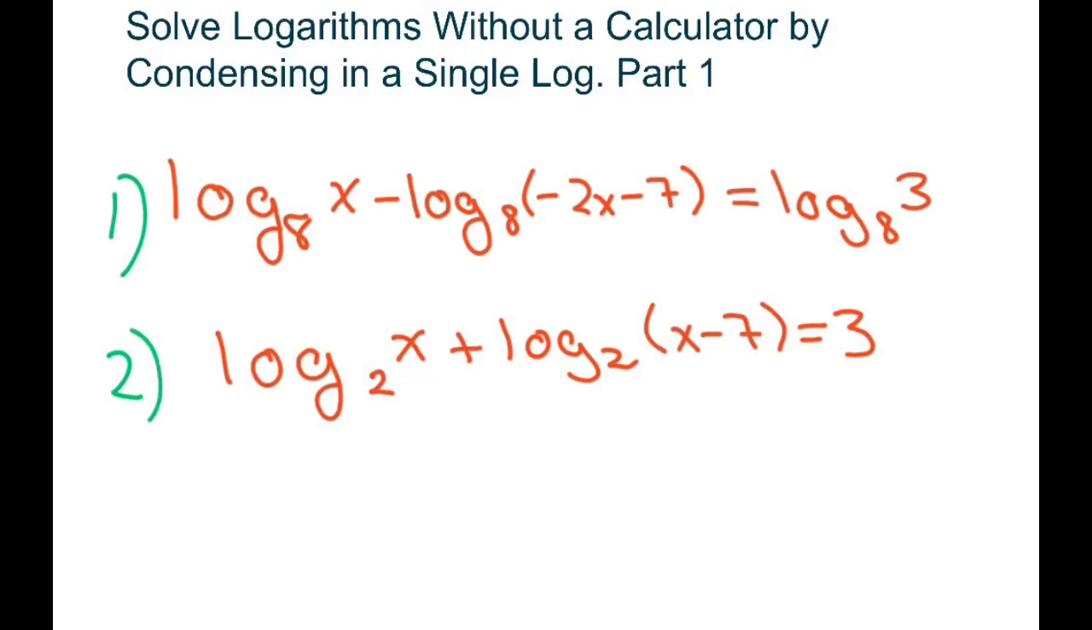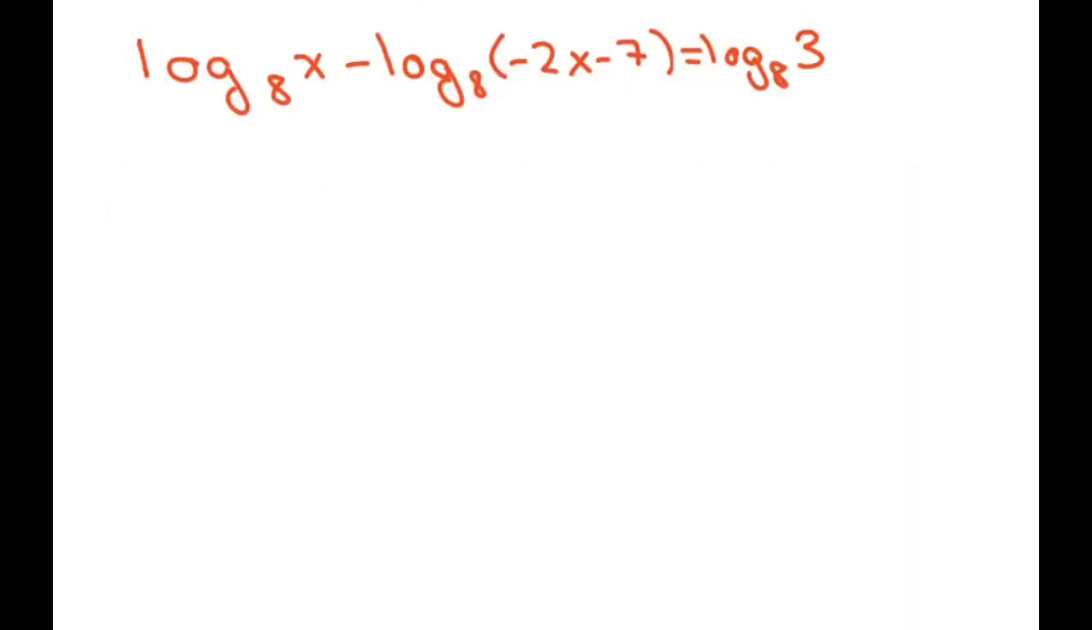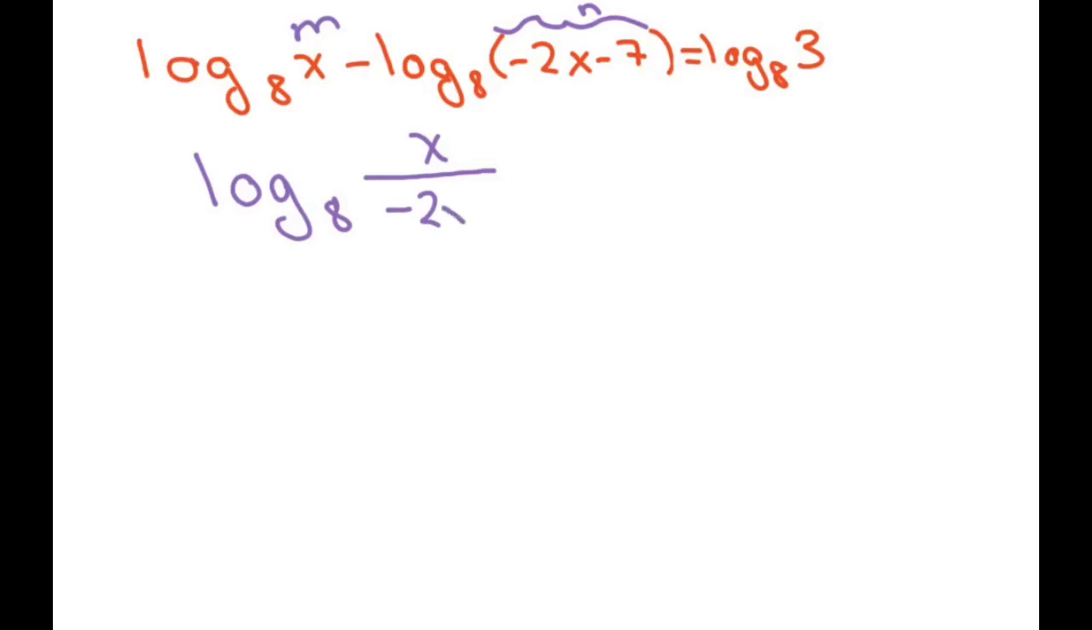So let's get started. The first one, we're going to use our quotient property and condense this log. This is your m and this is your n. Hopefully you've had practice with that. So we're going to write this as a single log and use our quotient property. Negative 2x minus 7 equals log base 8 of 3.